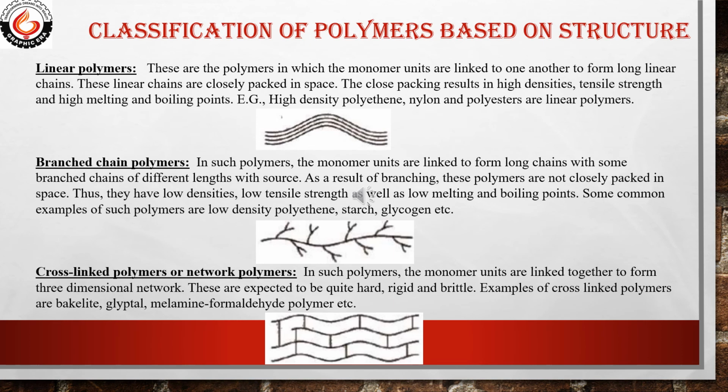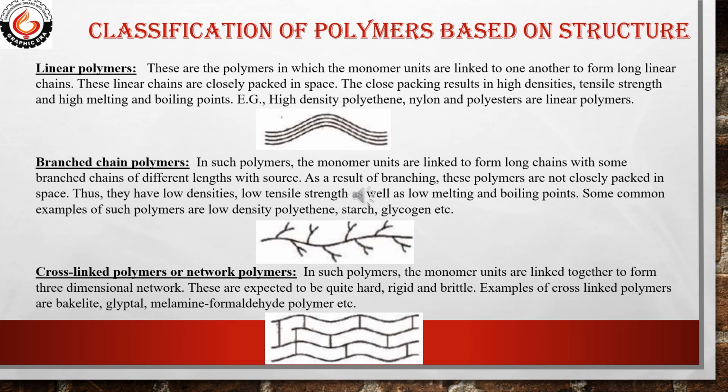Classification of polymers on the basis of structure. On the basis of structure, the polymers can be classified into three types: linear polymers, branched polymers, and cross-linked polymers or network polymers. In case of linear polymers, the monomeric units are linked together to form long linear chains.